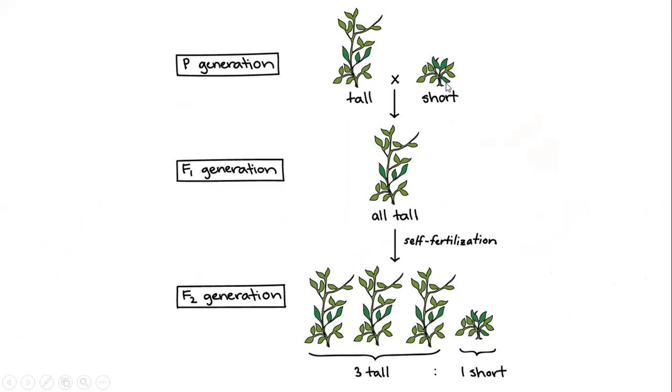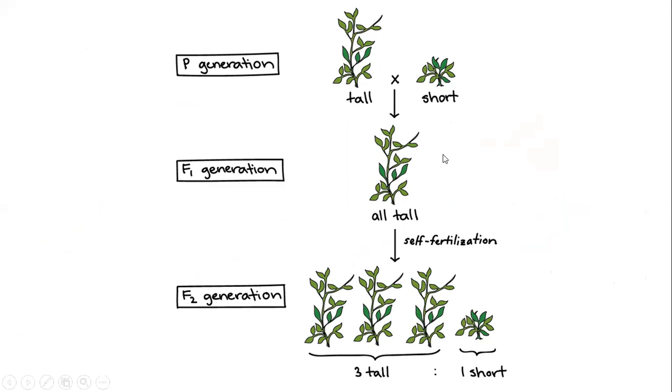He waited for the seeds and then planted them, waited for them to grow up, and he found out that all of the first generation were tall plants. Can you see? All of them were tall. That was so strange because he just bred a tall plant with a short one. So where did the short trait go?